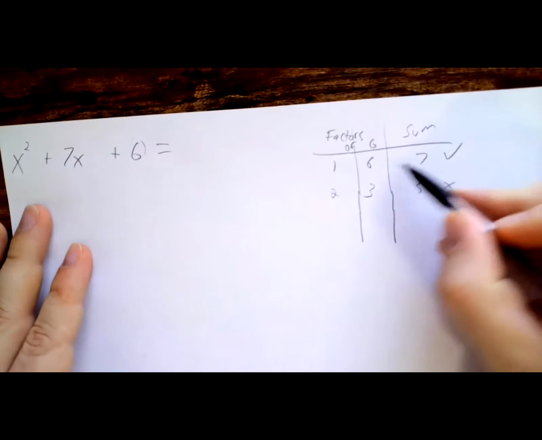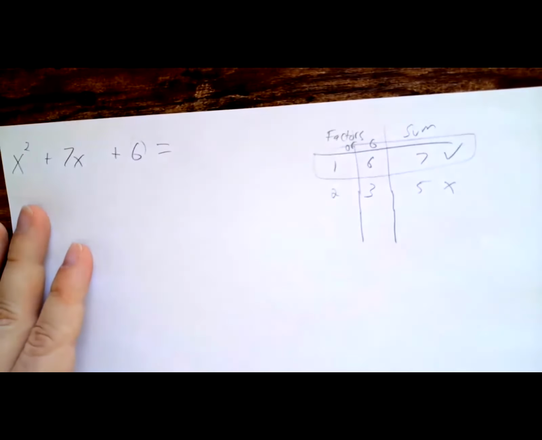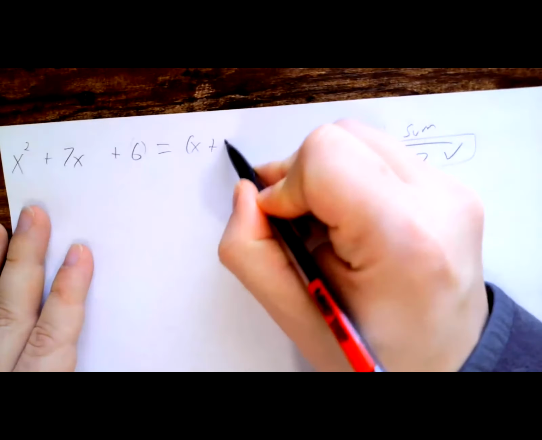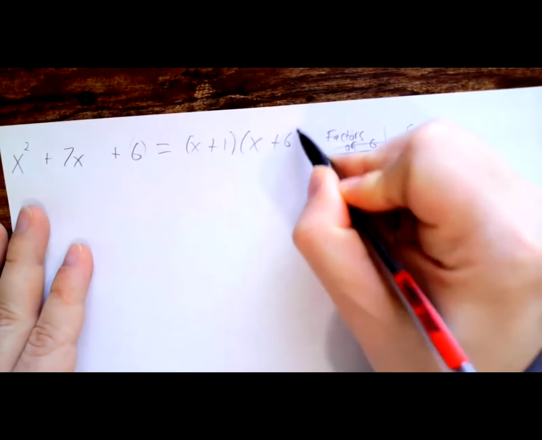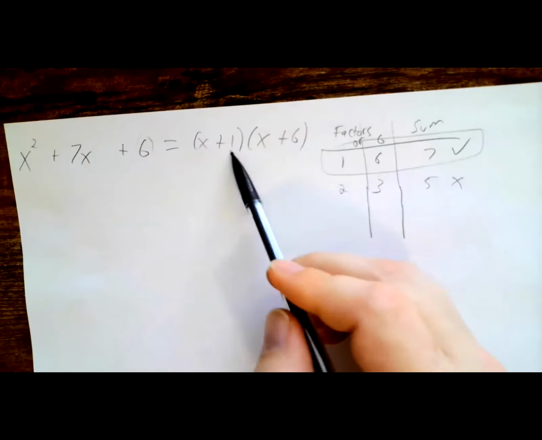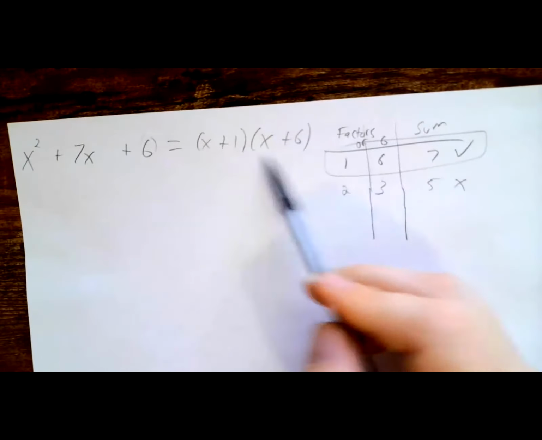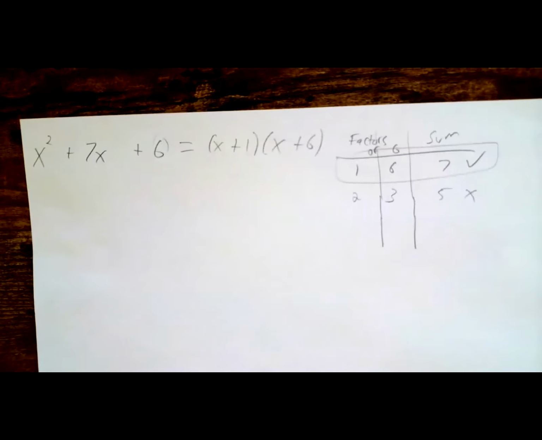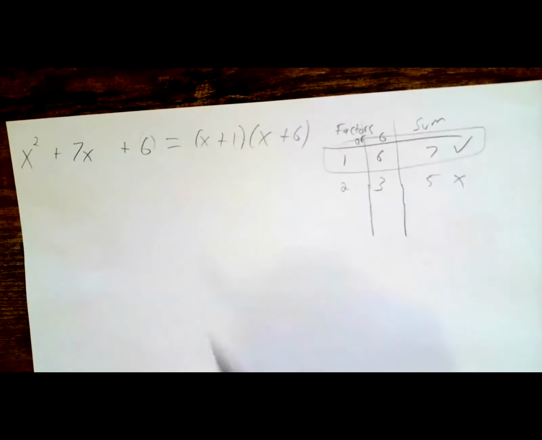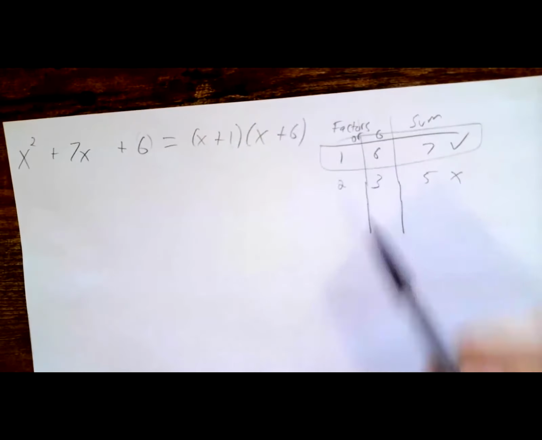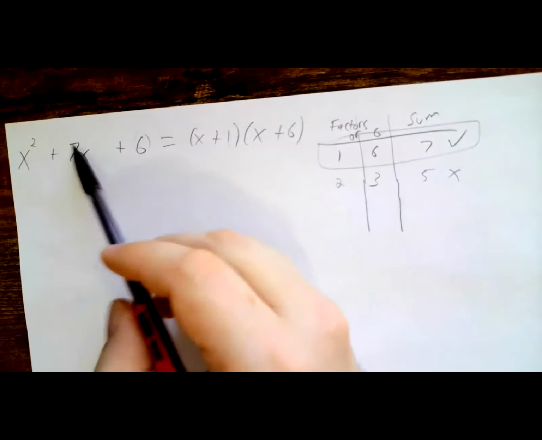So that's telling me that I'm going to take x plus 1 and x plus 6. And when I FOIL that out, I'll get x squared plus x plus 6x plus 6, which will add up to x squared plus 7x plus 6. So you take your constant term, you look at the factors of that, try to figure out which ones add up to the middle term.